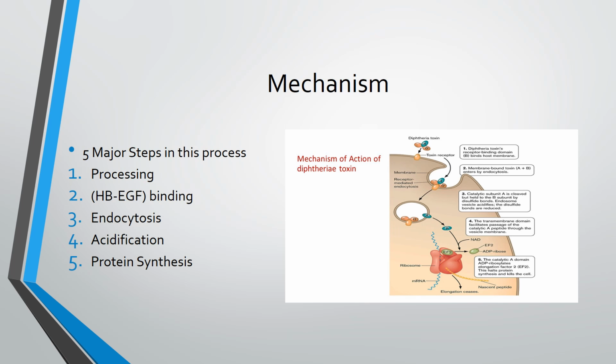In step number 5, the A subunit ADP-ribosylates host EF-2, which is required for protein synthesis. When it is inactive, the host cannot make protein and thus dies.